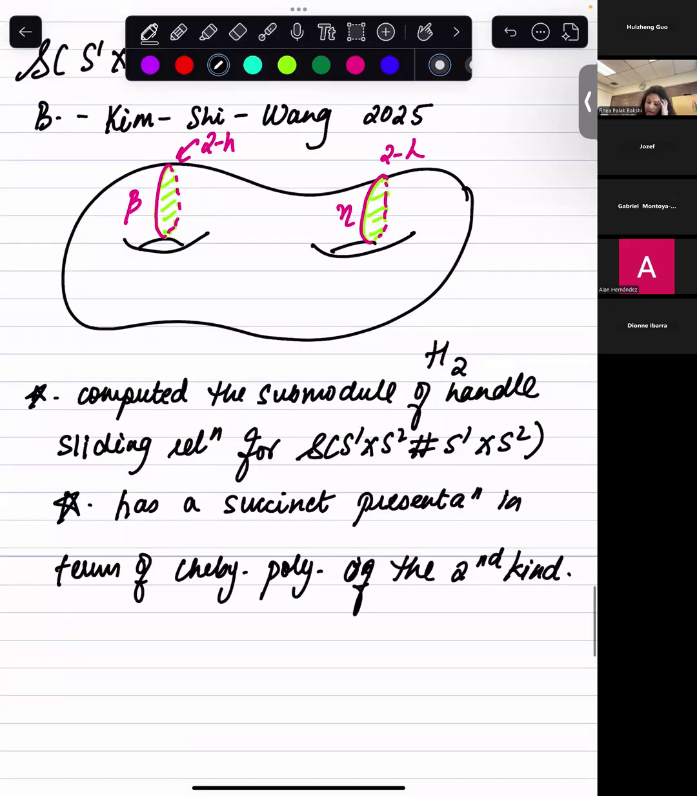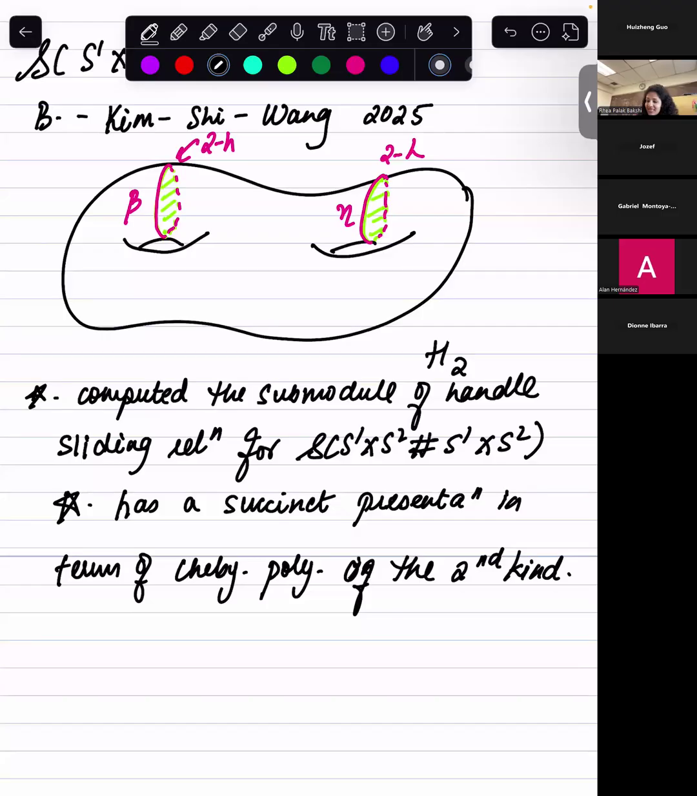This was, of course, quite hard to prove. It's also very, very technical. The paper's up on the arXiv, you can look it up. But essentially, the idea is that we tried to work with the relative Skein module to obtain the handle sliding relations. We kind of did it by brute force by the end of it, but we have a very excellent presentation in terms of Chebyshev polynomials of the second kind.